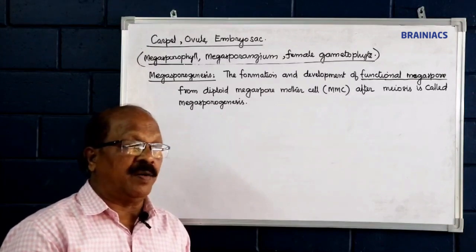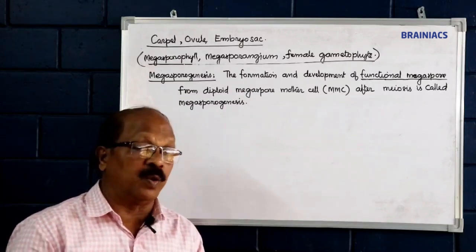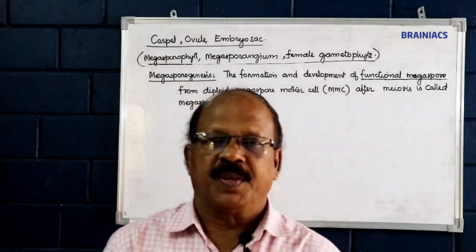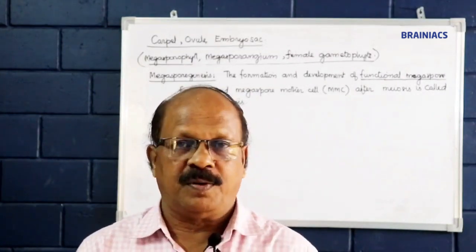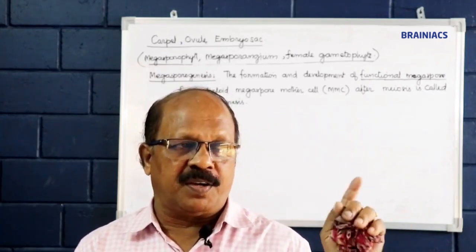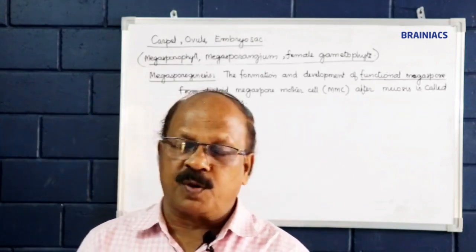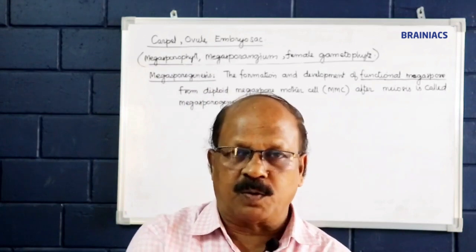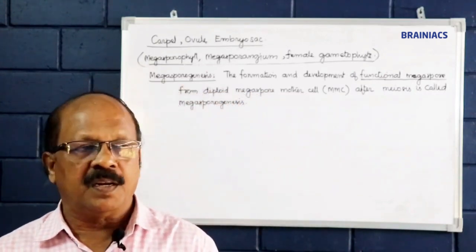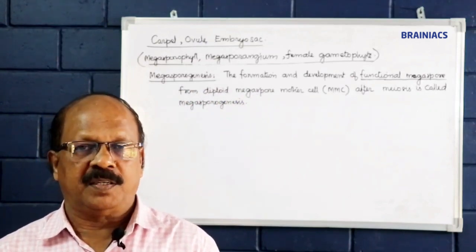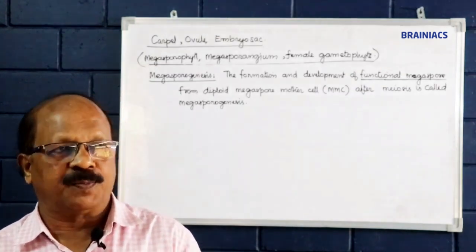So the formation and development of microspores from microspore mother cells or pollen mother cells after meiosis is called microsporogenesis. Here it is megasporogenesis. The resultant product of megasporogenesis is the functional megaspore. Microsporogenesis results in the formation of microspores or pollen grains. So formation of pollen grains is microsporogenesis, formation of megaspore is megasporogenesis. Then how and what development takes place from megaspore mother cell to the formation of functional megaspore, or embryo sac.